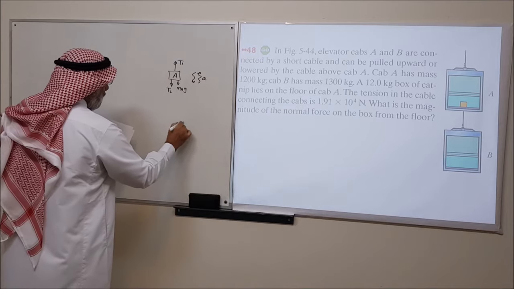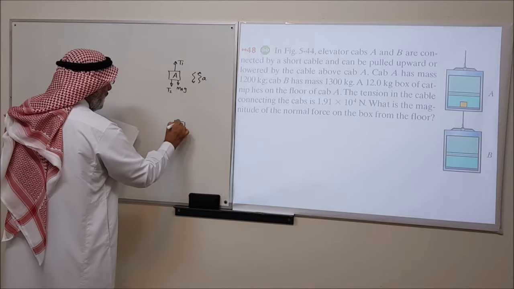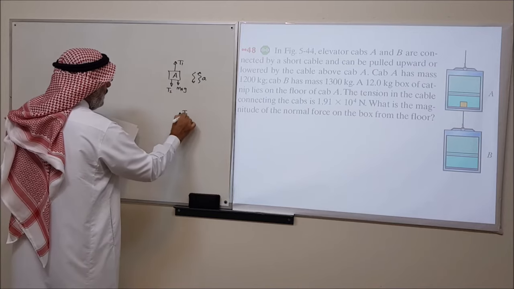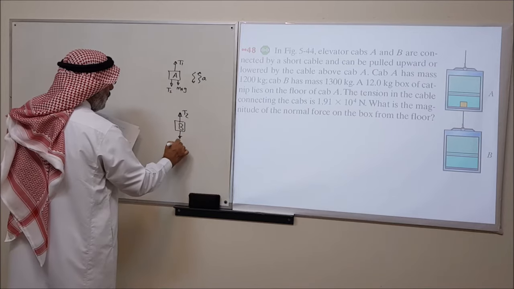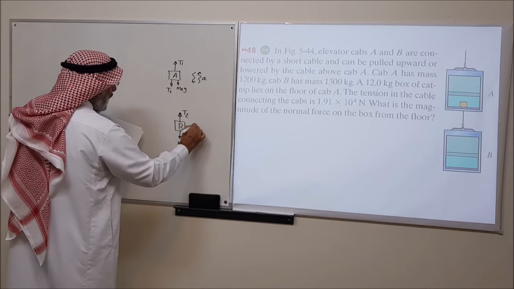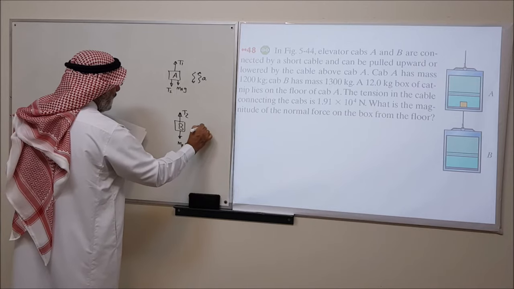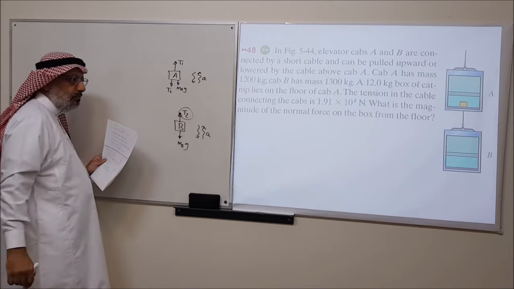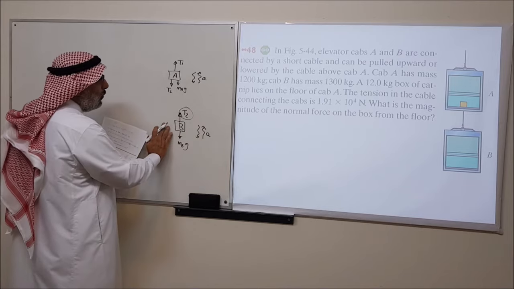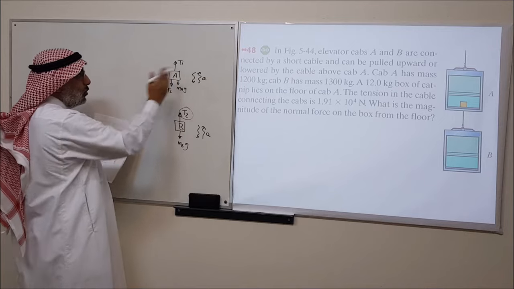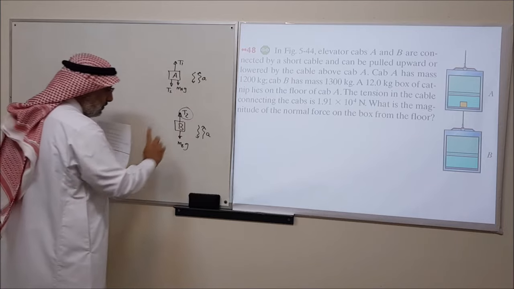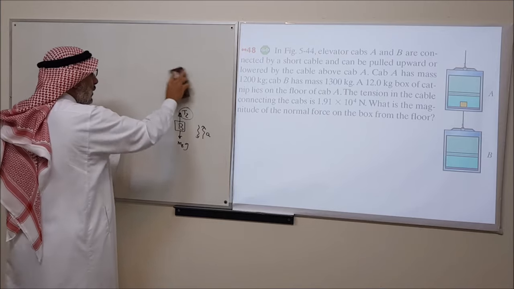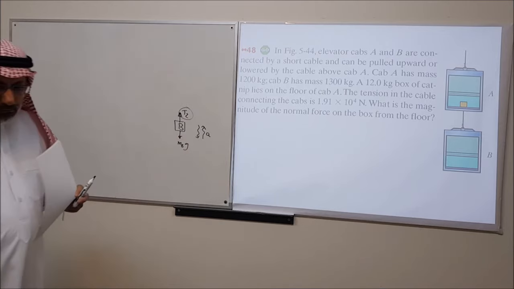For B, I have the tension in the top cable, which I call T2 here, and I have its weight, m_B g, and then I have the acceleration. How many unknowns do I have here? Just one. So definitely, I will go for B, because A has too many unknowns to deal with. So we did our homework, and we know that we will consider B.